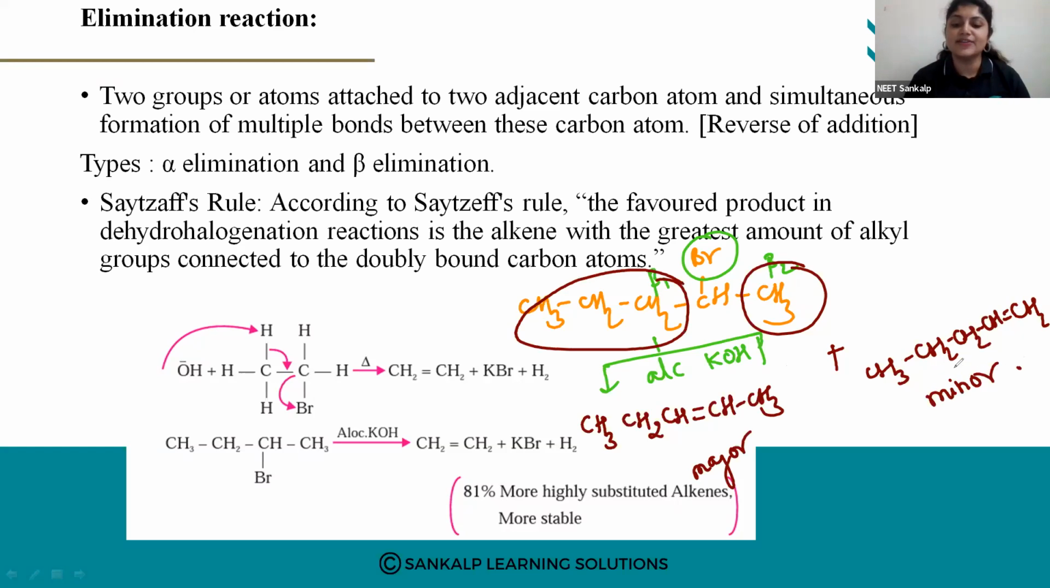So this is Saytzeff's rule. Whenever you have more than one beta carbon, as here where there are two beta carbons, you have to see which is the highly substituted carbon. You have to prefer the alkene wherein the carbon is more highly substituted. So that you have to follow. This is Saytzeff's rule.